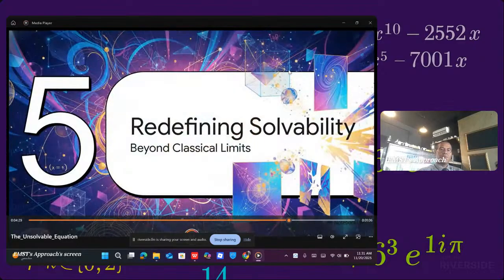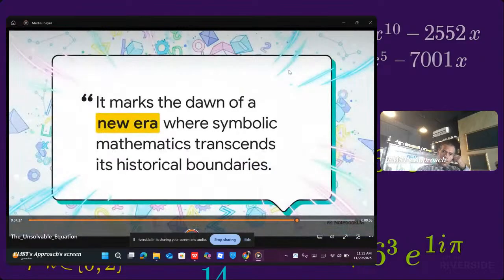So this isn't just about one tough math problem. The implications are profound. Let's talk about redefining what can be solved. I love this quote because it really captures the scale of this. It's not just a solution, it could be the dawn of a new era. What it suggests is that the boundaries we've accepted for 200 years, maybe they weren't fundamental laws of math at all. Maybe they were just the limits of how we were looking at the problem.